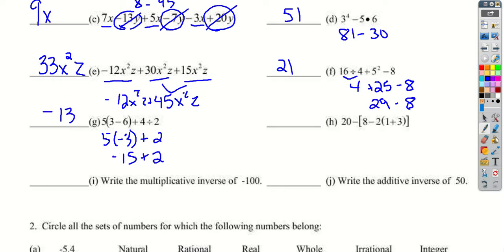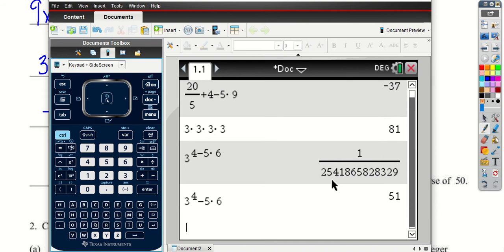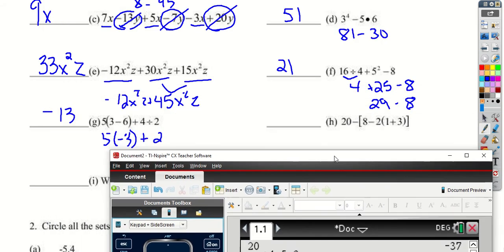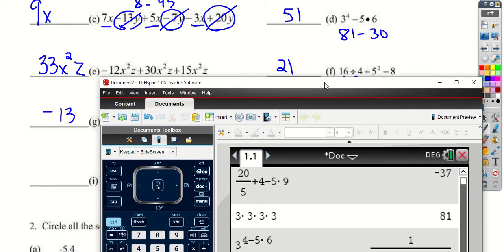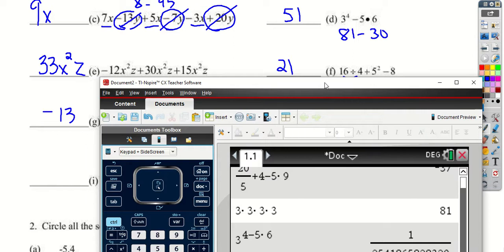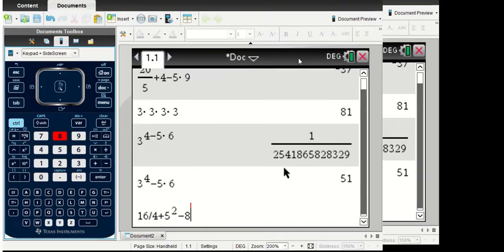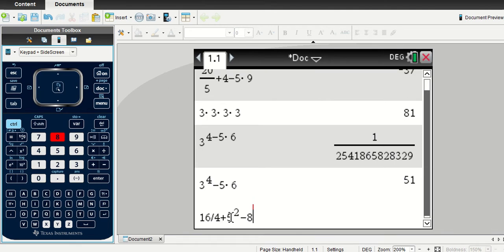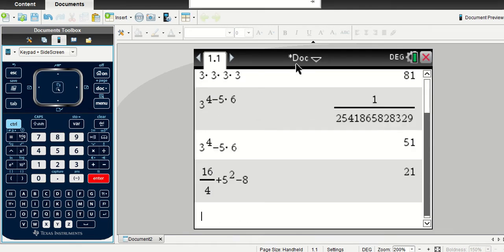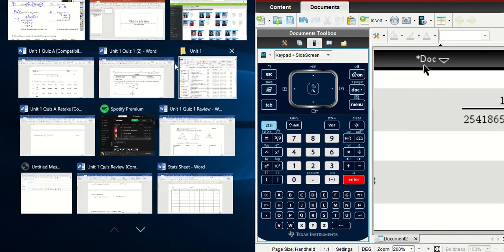Once again, I can use the calculator, okay? And we can do 16 divided by 4 plus 5 squared, and then arrow over, minus 8. So after you type it in, double check if it's the same thing. 16 divided by 4 plus 5 squared minus 8. And there's that one.